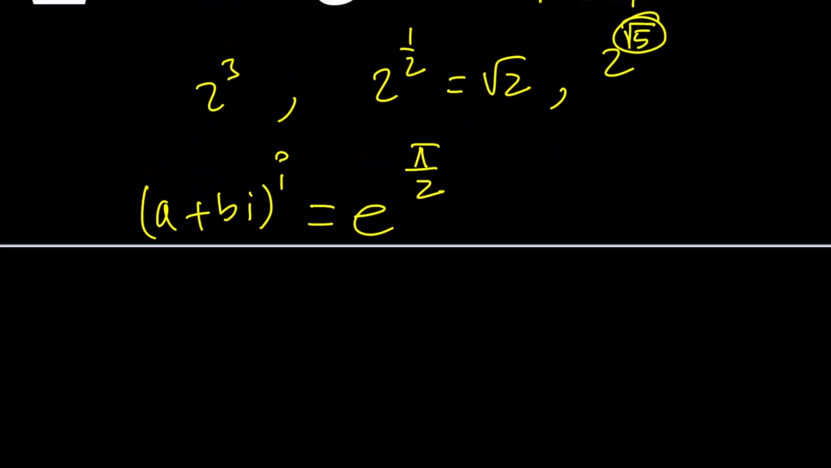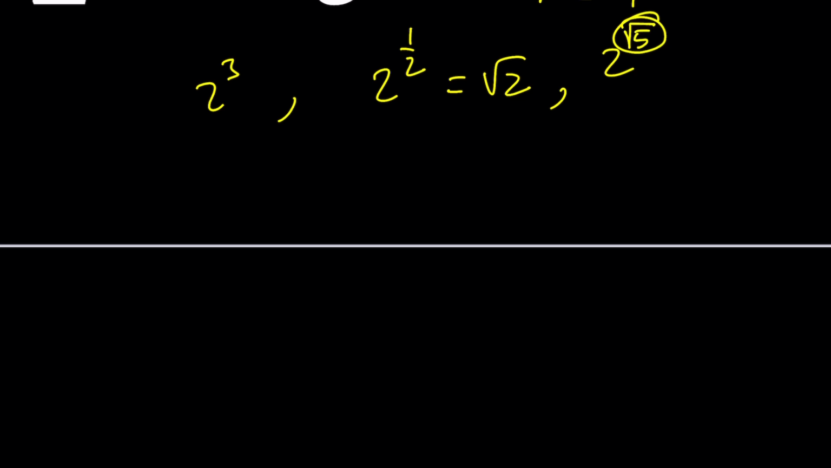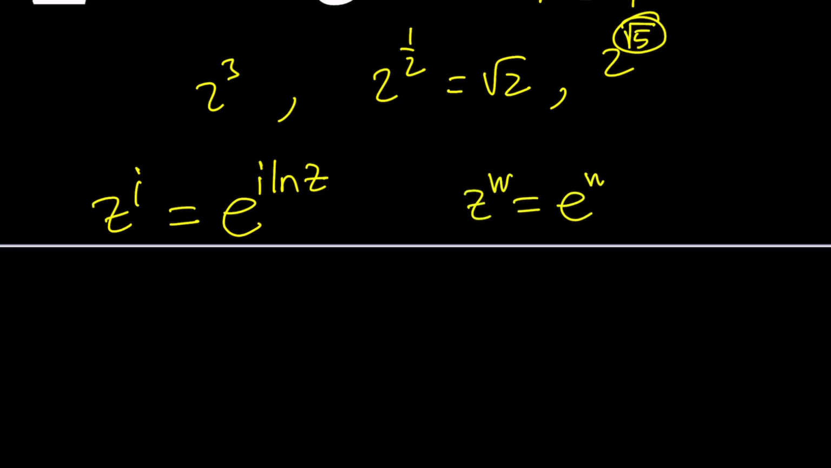You can take the natural log of both sides, but then you need to talk about the natural log of a complex number. Let's do it this way. I want to write z to the power i as e to the power i ln z, because that's how it's defined. In general, z to the w can be written as e to the power w ln z.